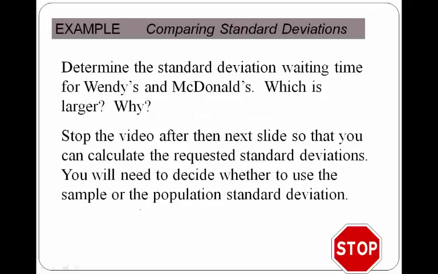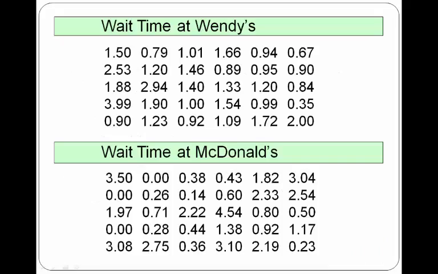Now we're going back to our McDonald's and Wendy's examples. Determine the standard deviation wait time for Wendy's and McDonald's, which is larger and why. Because of the histograms we looked at, we determined McDonald's was more spread out, so we are going to expect that McDonald's has the larger standard deviation. Stop the video after the next slide so that you can calculate the requested standard deviations. You will need to decide whether to use the sample or the population standard deviation. And here's your data again.